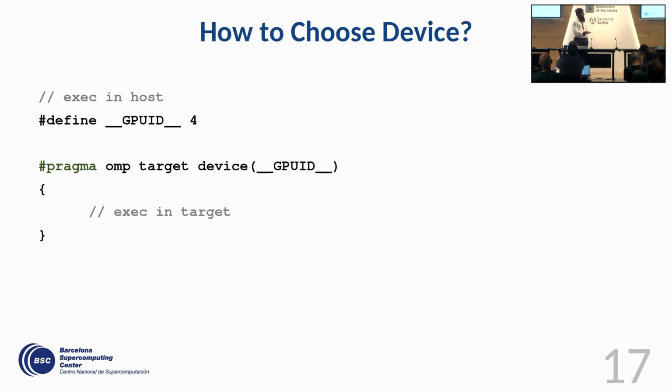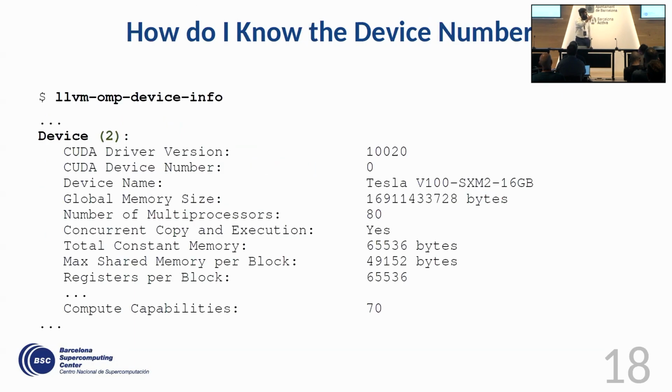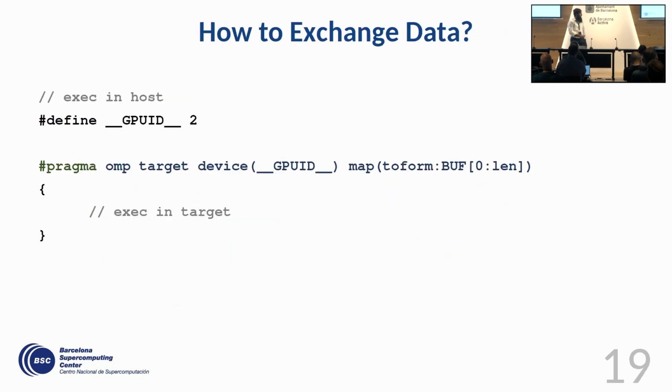But how do we know which number is which device? That should be provided by the compiler. The compiler gives a utility, like this one from LLVM, OMP device info, which gives information. NVIDIA's GPUs show up here. This one is a Tesla V100. There's a lot more to it, but it won't fit on the screen. That's how it works for GPUs. And how do we exchange data? With map to and from, data is exchanged. We don't need to do much by ourselves. The compiler does that for you.